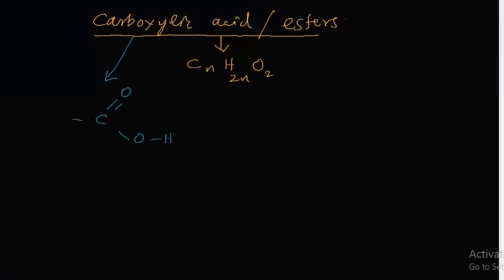But if you remove this hydrogen, you will get the functional group of ester, C double bond O O. So in ester, the carbon is extended on either side, on the right hand side as well as on the left hand side. But in the carboxylic acid, you can extend the carbon only on one side, only on the left hand side, because you cannot attach more carbon with this hydrogen.